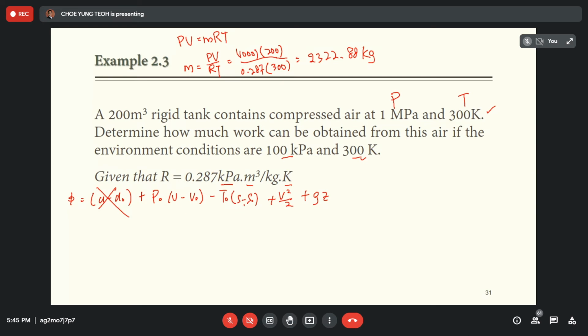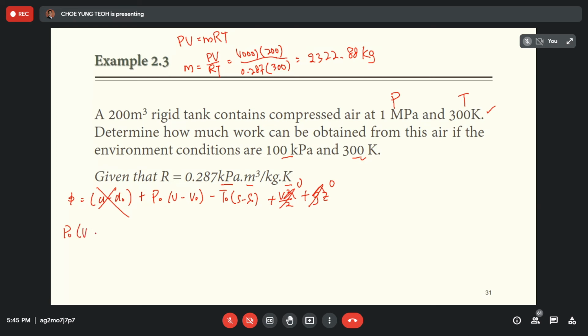Okay, and then the next one is the irreversibility. This is definitely available. None of the processes has this kind of irreversibility. And then kinetic energy and potential energy. From this question, I do not have any idea what the kinetic energy and potential energy are, so both of them can be 0. So I just need to consider two terms, which are the work done to the surrounding and the irreversibility. Okay, so first I have to calculate the work done to the surrounding.